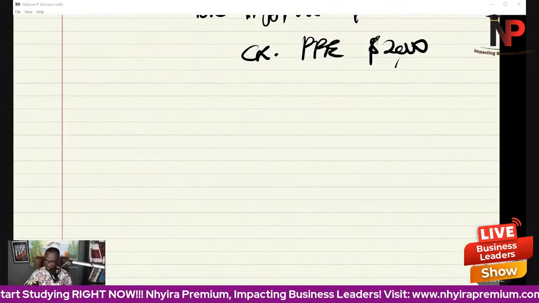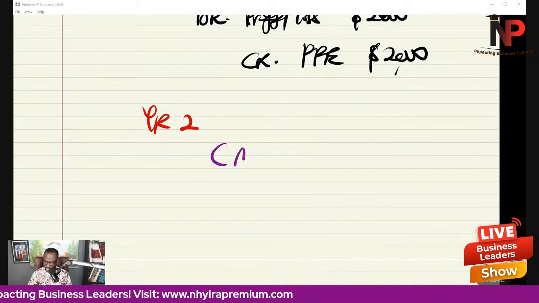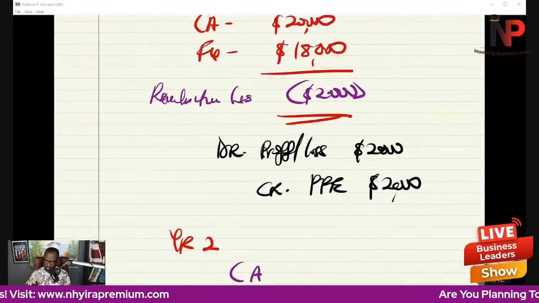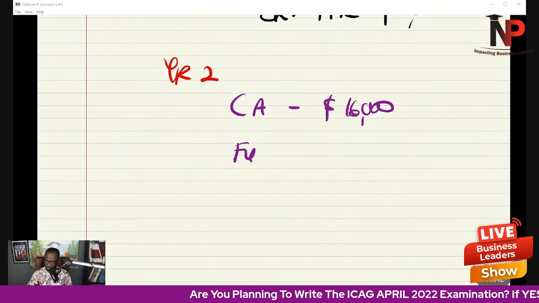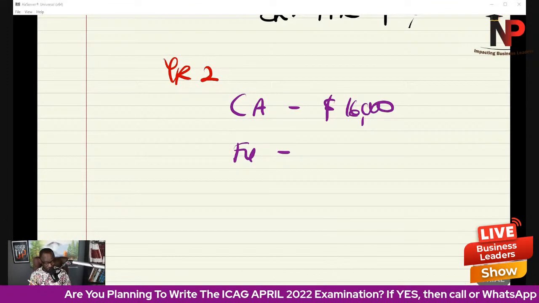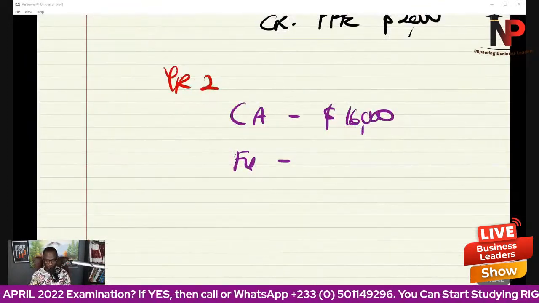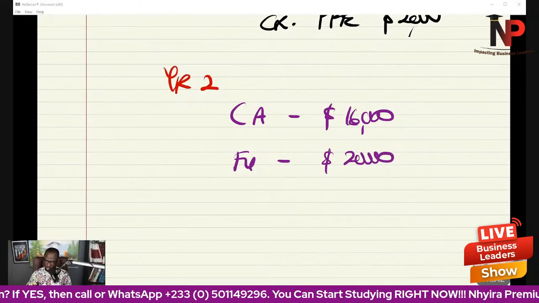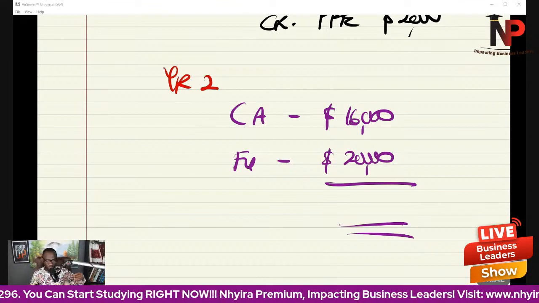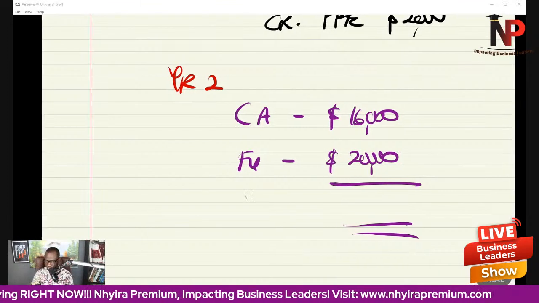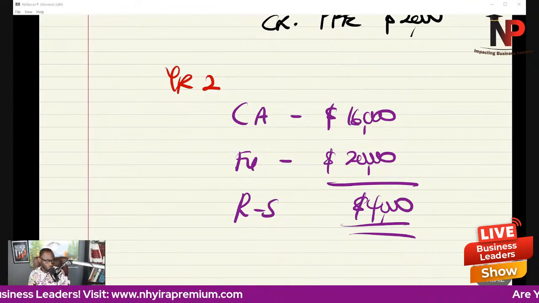So let me take you to year two. Look at what happens in year two. Let's say that now the carrying amount of the asset is 16,000. But the fair value of the asset now has risen to 20,000. So in year one it was a loss, but in year two the fair value has risen to 20,000. Stay with me carefully. Your carrying amount is 16,000 and the fair value is 20,000. So there is a revaluation surplus of 4,000 here.